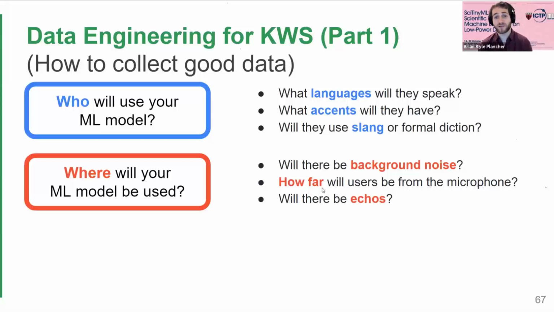Is there going to be background noise? Are people going to be far away from the microphone? Are there going to be echoes? If you don't take these things into account when you collect your data, you will have a data set that works perfectly in testing, and then when you deploy it to the real world, it's going to fail because it won't be able to account for all of these things.